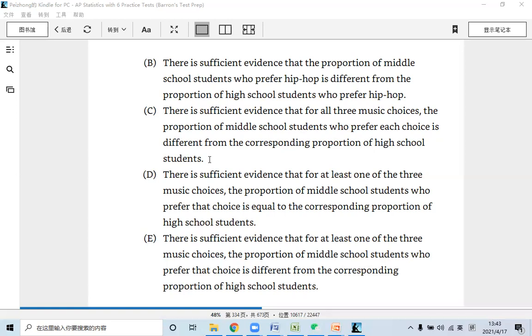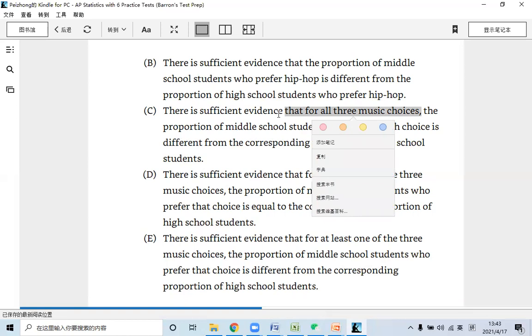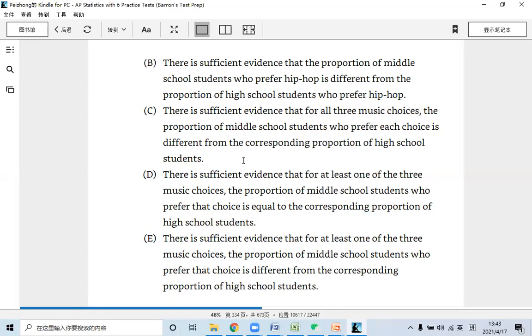No. Basically, what we are looking for is a research hypothesis. The research hypothesis is not so extreme. This is not what we are testing. We're testing, is there any difference? Is there any difference in any of the three musical choices? That is the difference between high school versus university students. C is not a proper statement of a research hypothesis.